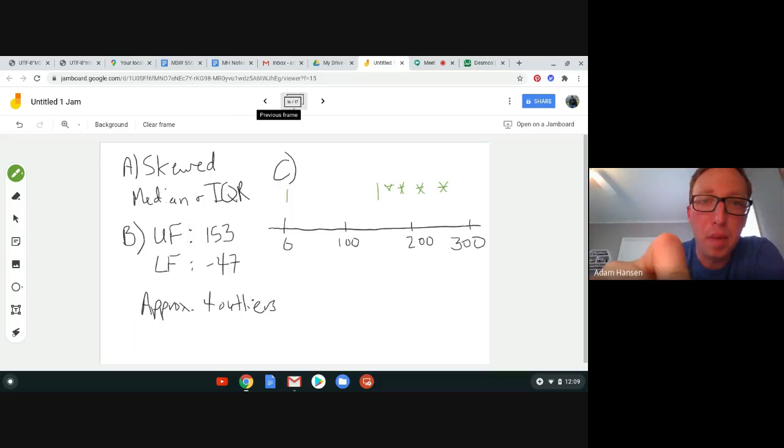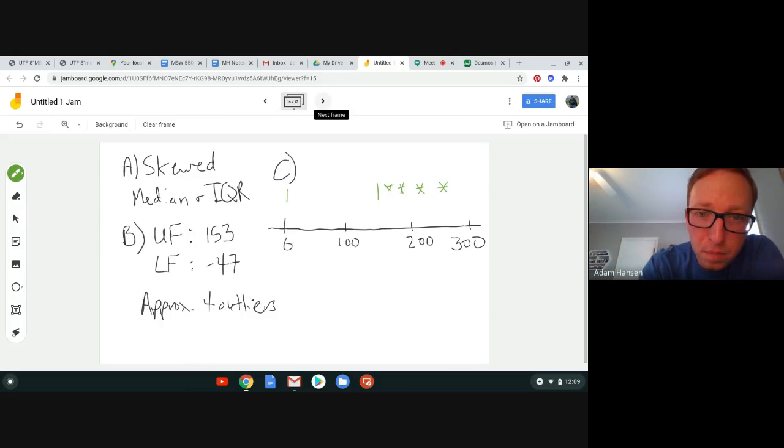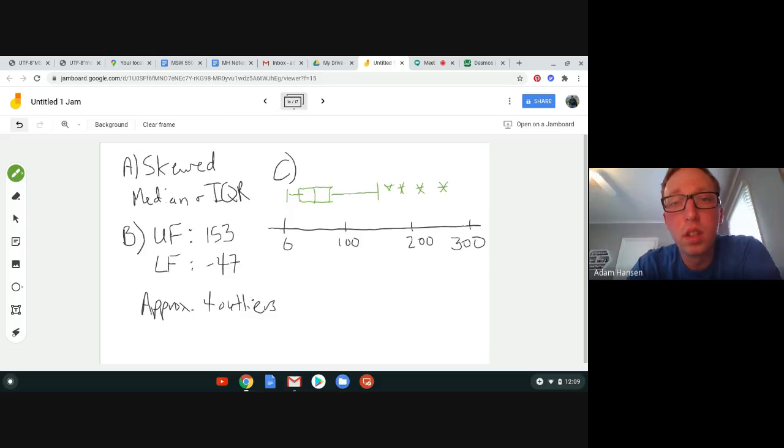Let's go ahead and make the box plot by finishing up with the median and quartiles. So the median is about 43.5. 28 and 78 were the lower and upper quartiles. So we'll draw those in and connect the box to the ends of the box and whisker plot.